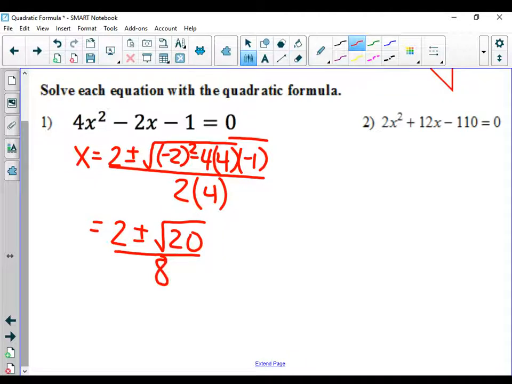Takes us back to the first thing we learned in this chapter. We can simplify the square root of 20. What does that reduce to? 4 and 5, which gets us 2 root 5. Yes.